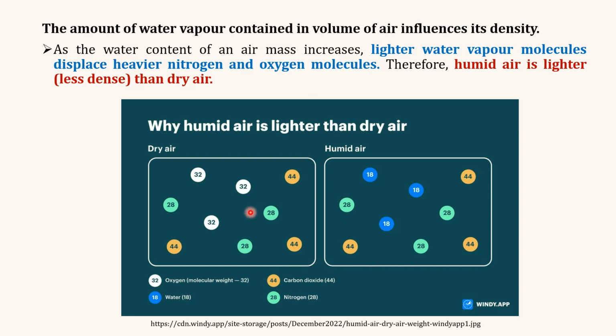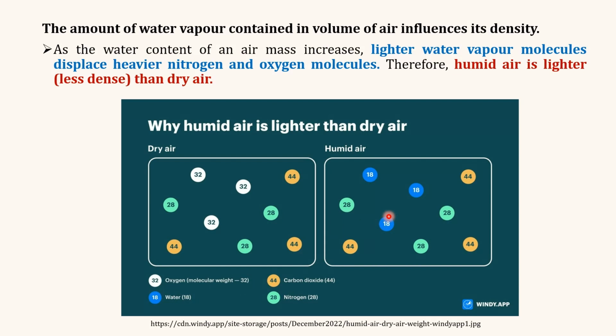As we can see in the comparison of dry air and humid air, in the dry air we have oxygen, nitrogen, and carbon dioxide as the components. But when water vapor is added into the atmosphere, that is in the case of humid air, the water vapor molecules can replace any of these components. As shown in this representation, three oxygen molecules are replaced by three water molecules.